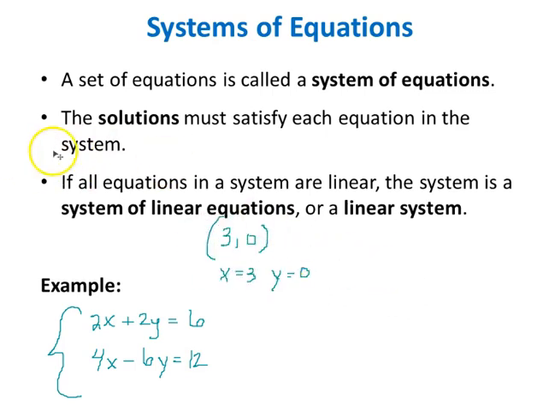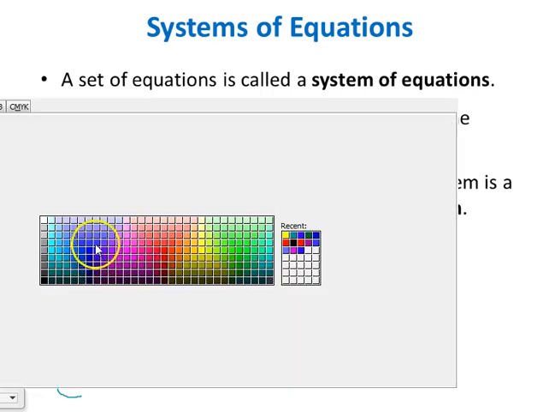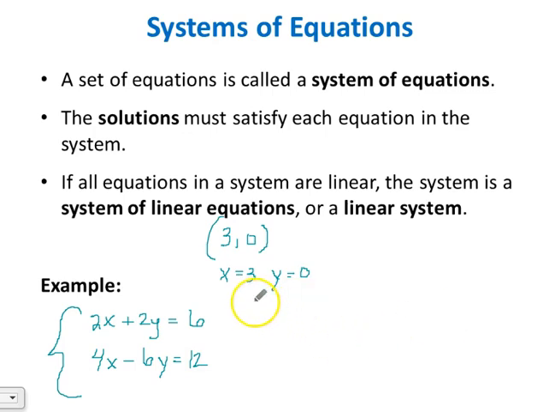All right. So my solution is 3, 0, which again means that x equals 3 and y equals 0. So whenever I see an x, I'm going to plug in 3. And whenever I see a y, I'm going to plug in 0. And check my math. 2 times 3 is 6. 6 plus 2 times 0 is 0, which is the same thing as saying 6 plus 0 equals 6. That's true. So plugging x equals 3 and y equals 0 into the first equation worked. It came out equal to 6.